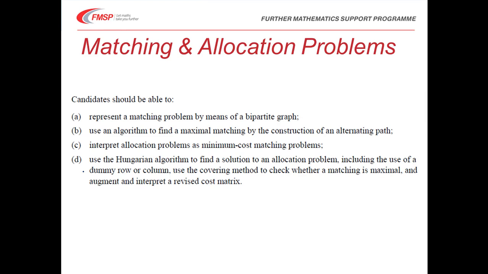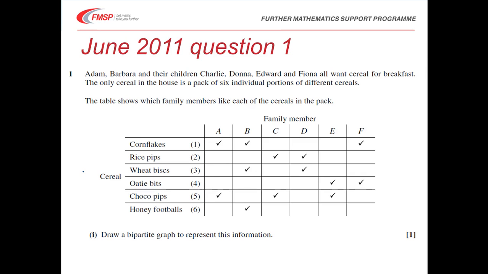So let's have a look, as I say, at some questions and see if we can draw out those main points. The first one we're going to look at is a matching question. These questions do tend to be fairly similar. You've got mother and father and 4 children. They're working out about breakfast cereals with a little selection pack, and certain people like certain cereals. The information is given in a table, not always in a table, but in this particular case it is.